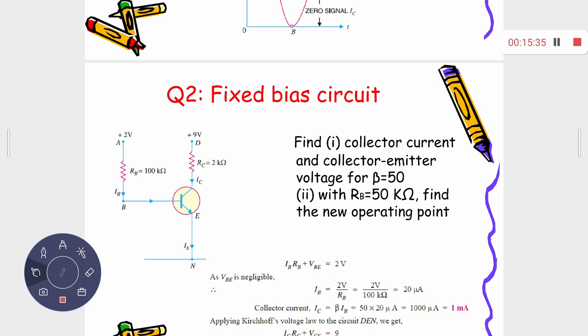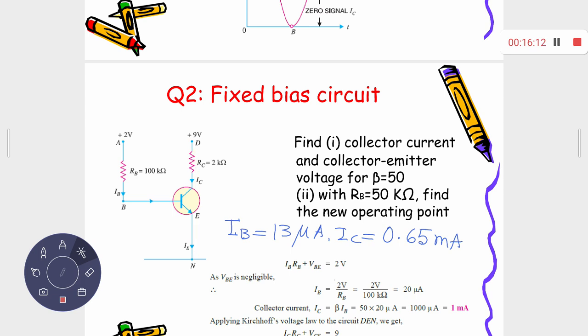Beta is given like 50. So you can calculate what is the IC. IC is equal to beta times IB. So obviously this calculation is somewhat different. So in your case, IB is equal to 13 microampere and IC is equal to 0.65 milliampere. Okay, and then you can apply another KVL along this row.